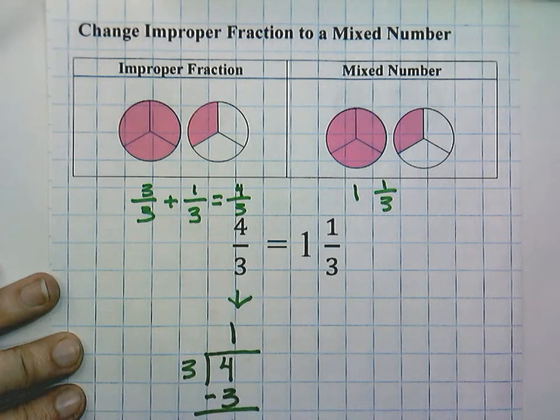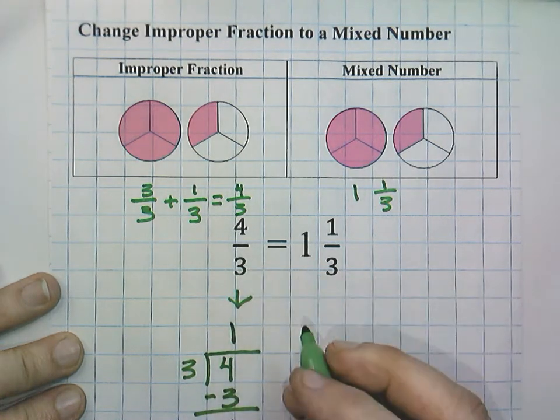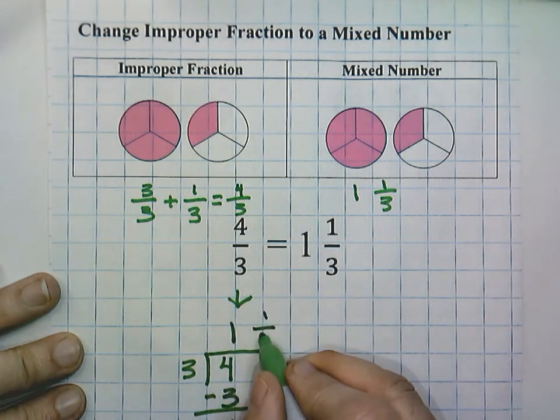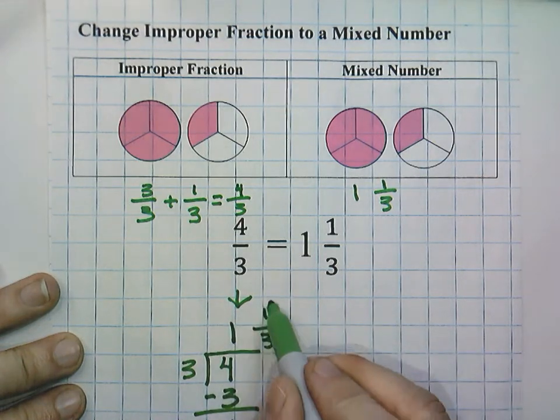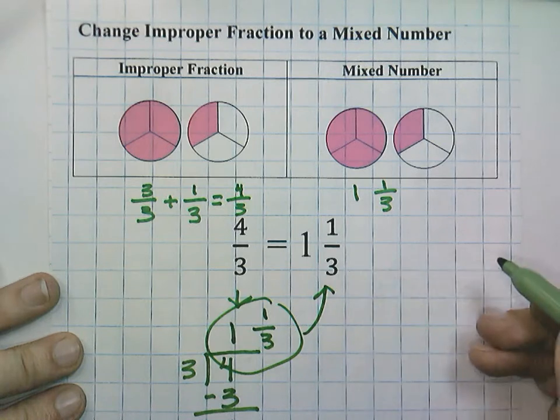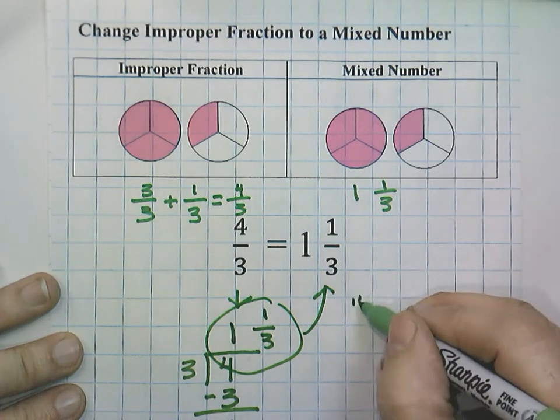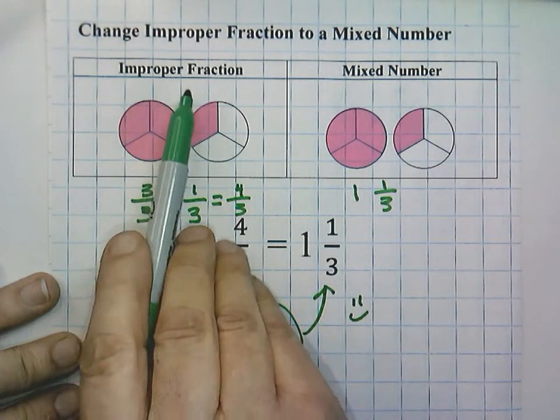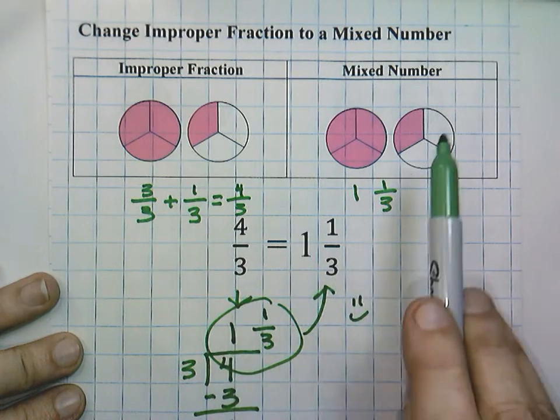But remember, that's our remainder, but because we're dealing with fractions, the 3 is our denominator, so it's going to be 1/3. And you can see that that's how we get our 1 and 1/3 when we change an improper fraction of 4/3 into a mixed number.